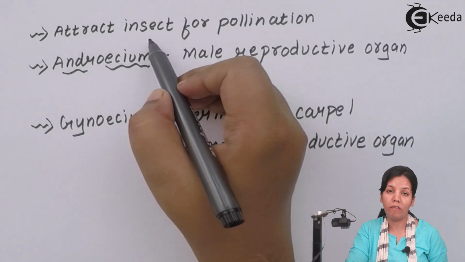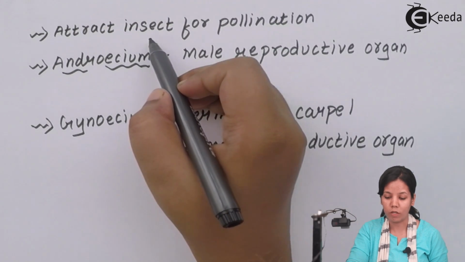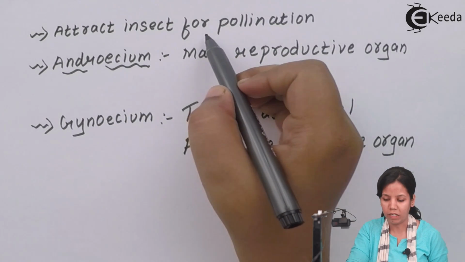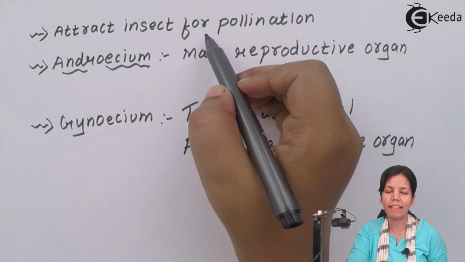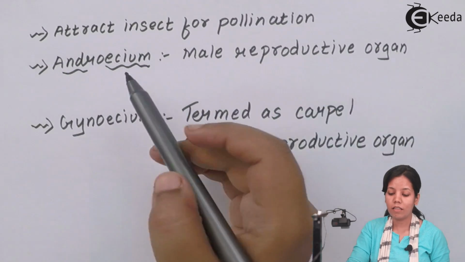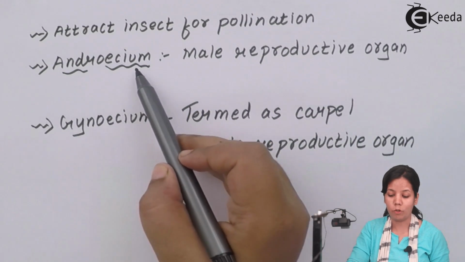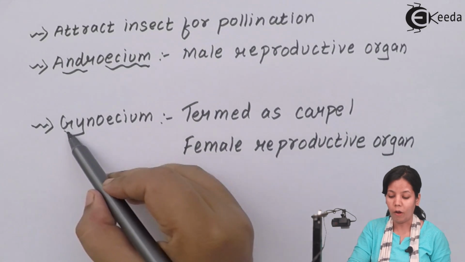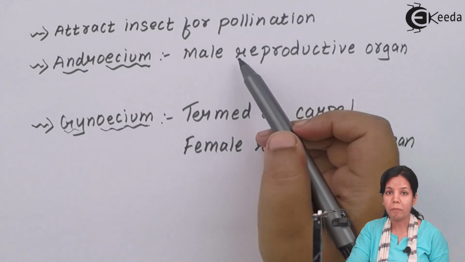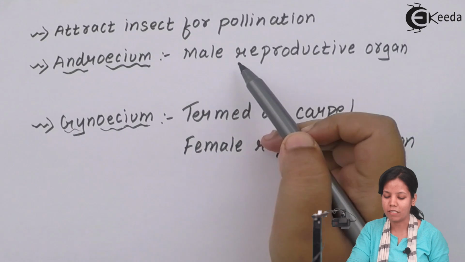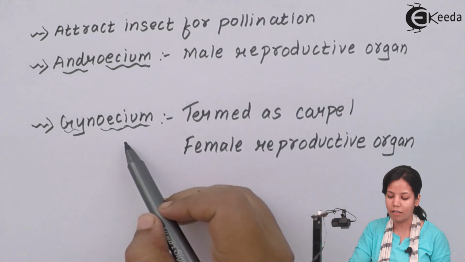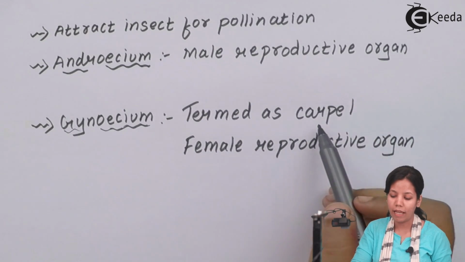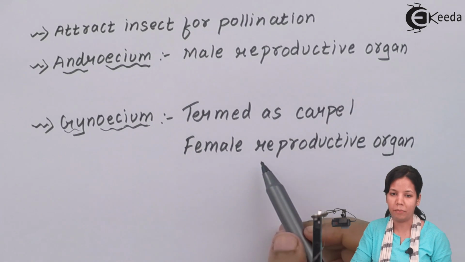the reason why flowers are colorful is because they attract insects for pollination. Honeybees and butterflies, they actually attract them. The two parts, androecium and gynoecium. Now, androecium is called as male reproductive organ, which has pollen grains, whereas gynoecium is termed as carpel or pistil, and this is the female reproductive organ.